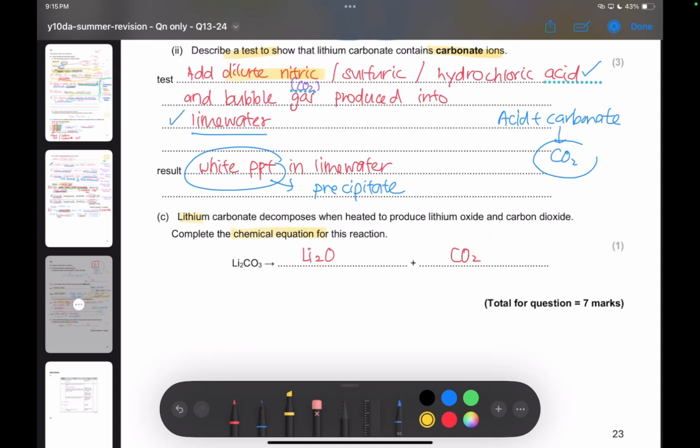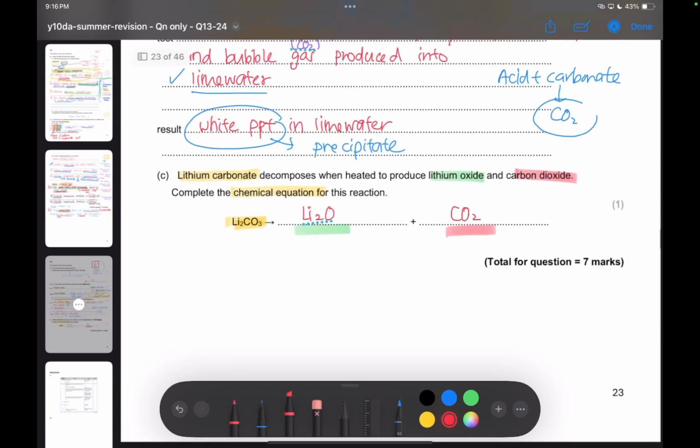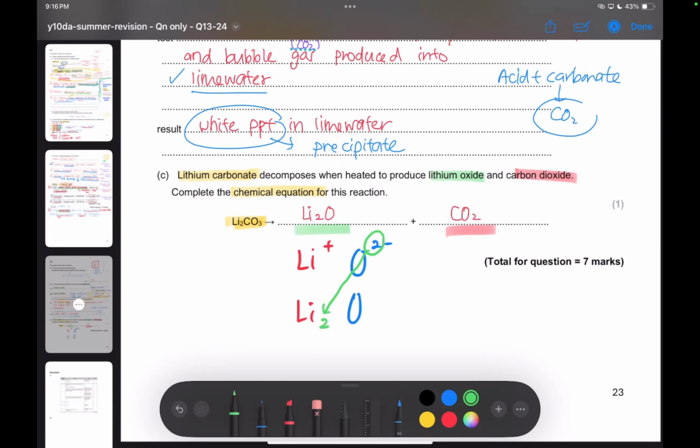Then finally, this is a chemical equation. They tell you lithium carbonate decomposes to form 2 things: lithium oxide, which is this, and carbon dioxide. Carbon dioxide is not a problem for a lot of students, but lithium oxide seems to be quite a challenge. So how do you do this? You go to your periodic table. Lithium belongs to group 1, so it should be a plus. Oxygen belongs to group 6, so it's 2 minus. What you do here is bring down the charge number. In this case, bring down the 2. There is no number here, so it basically means 1. So if you rewrite, it's Li2O.